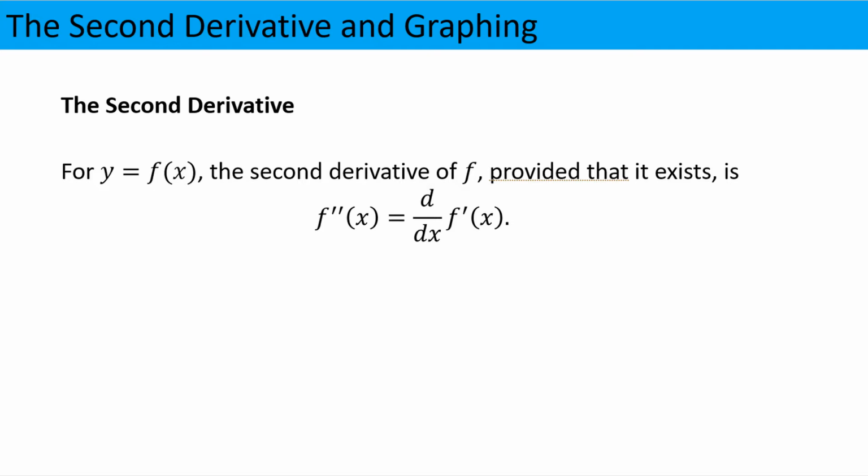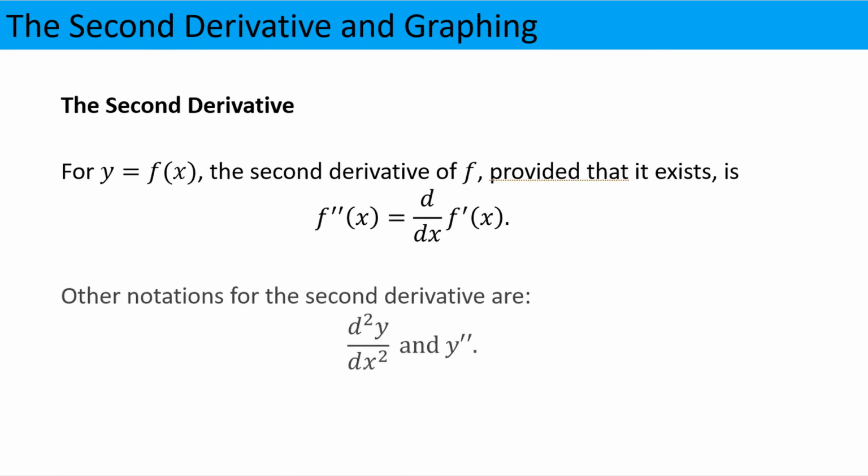For y equals f of x, the second derivative of f, provided that it exists, is written f double prime of x equals d/dx of f prime of x. What this means is the derivative of the derivative. Other notations for the second derivative are d squared y divided by dx squared and y double prime.